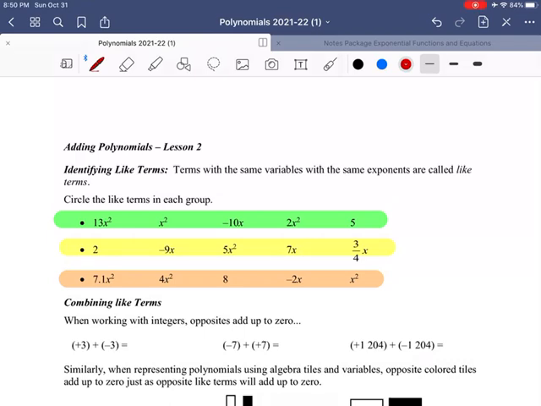All right, here's lesson 2, adding polynomials. So one thing we got to do is identify like terms. So like terms are the same shape.